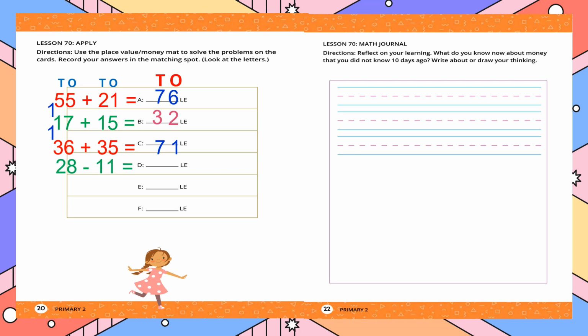Next one, 28 minus 11. We start with ones. 8 minus 1. We count from small number to big number. After 1, 2, 3, 4, 5, 6, 7, 8. How many fingers? 7 fingers. 2 minus 1 equals 1. 17 LE.